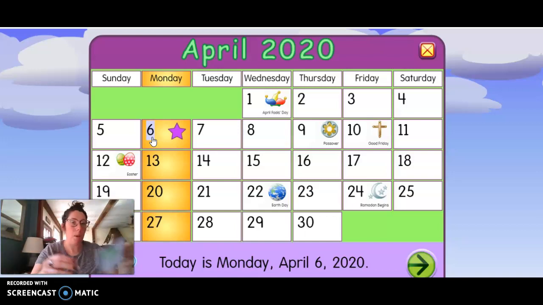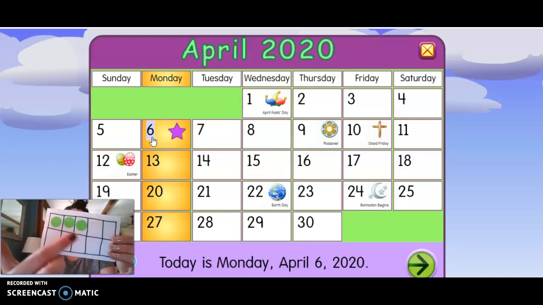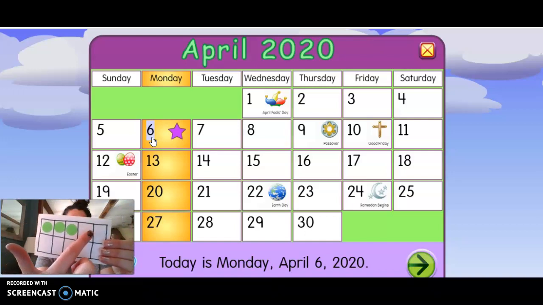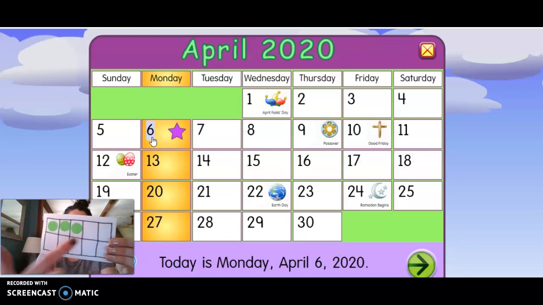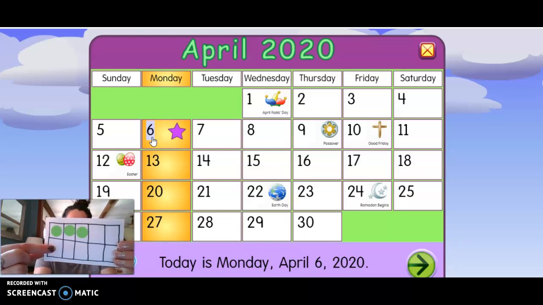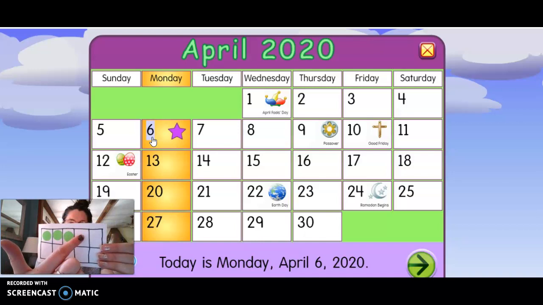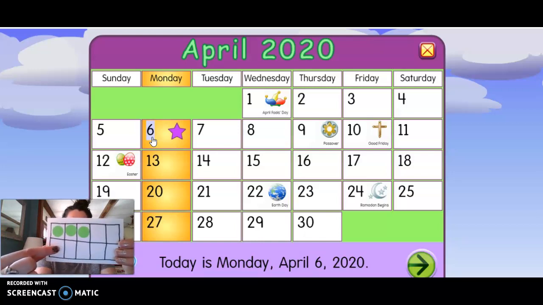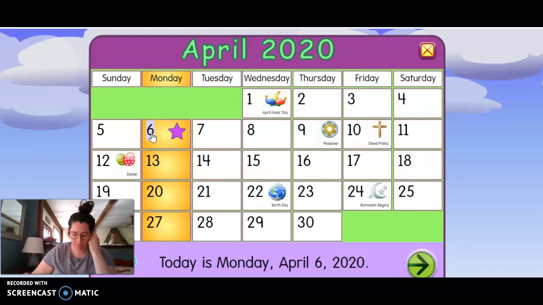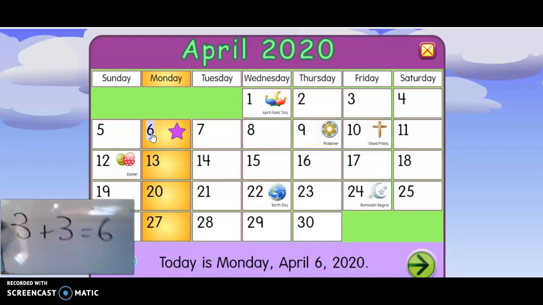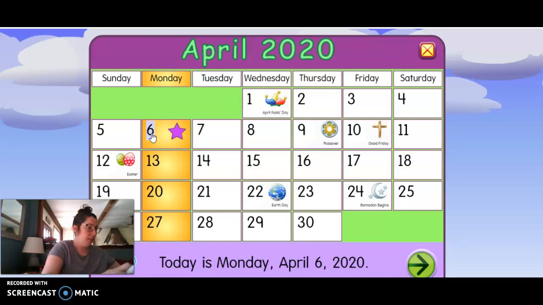Great job. Remember our 10 frame here. So we had 3 dots, and then Saturday and Sunday, and today's Monday. So we have to add 3 dots. How many dots? 1, 2, 3. Okay? 3 dots plus 1, 2, 3 more dots equals 6. 3 plus 3 equals 6. Looks like that. All right, here we go.